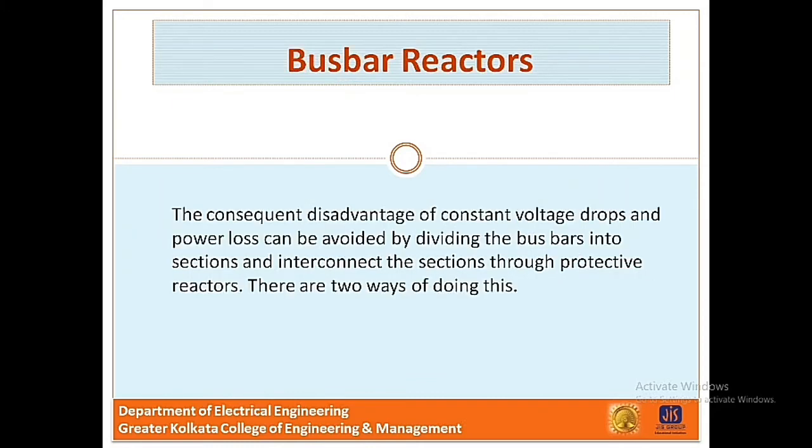So the two methods, that means generator reactors and feeder reactors, suffer from some disadvantages, that there is considerable voltage drop and power loss in the reactor even during the normal operating condition. Now these disadvantages can be overcome by locating the reactors in the busbar.